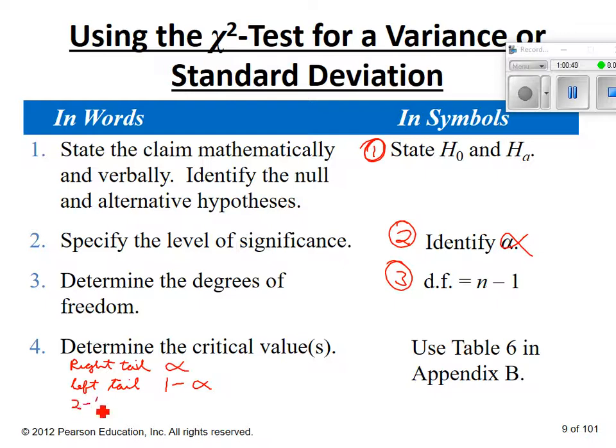If it's two-tailed, if it's got two tails, then you do 1/2 times alpha, look it up on the chart, and 1 minus 1/2 times alpha, look it up on the chart. So those are to find your critical values. Right-tailed, you just use alpha straight out. Left-tailed, you do 1 minus alpha, look that up on the chart. Two-tailed, you do 1/2 times alpha and 1 minus 1/2 times alpha, look those two numbers up on the chart.